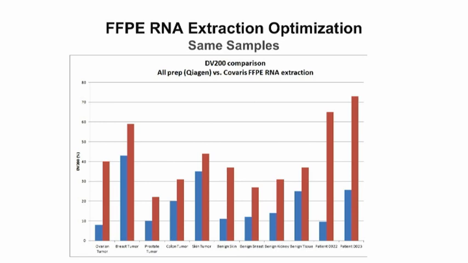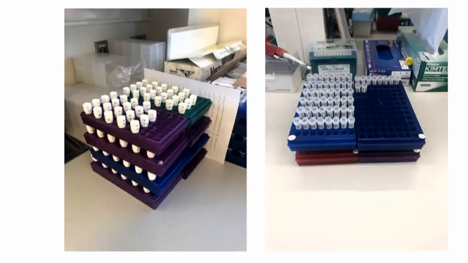For the most part, with some relationship to tissue source, or in all cases, we'd see an increase in DV200 from what's shown in blue, which is the QIAGEN protocol, to what's shown in red, which is the Covaris protocol. And as I mentioned, the QIAGEN protocol had a relatively high failure rate of samples going into RNA Access. So this was the most significant change we were hoping to make.